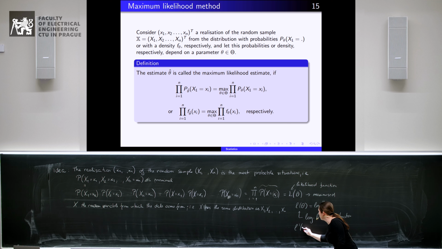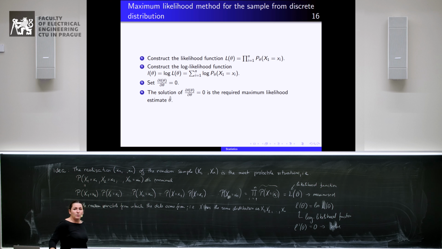And then it is very easy. We calculate the derivative, set the derivative equal to 0, and solve this equation. In the case that the parameter theta is multidimensional, we calculate the derivative with respect to each parameter. So we have partial derivatives, and that's it. So this is what is written in the following slide, and what I showed you how it's done.